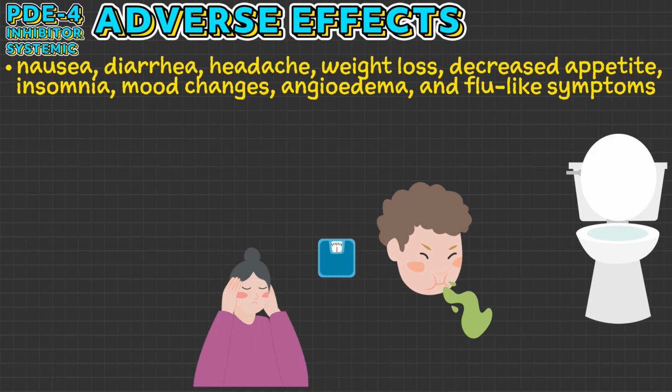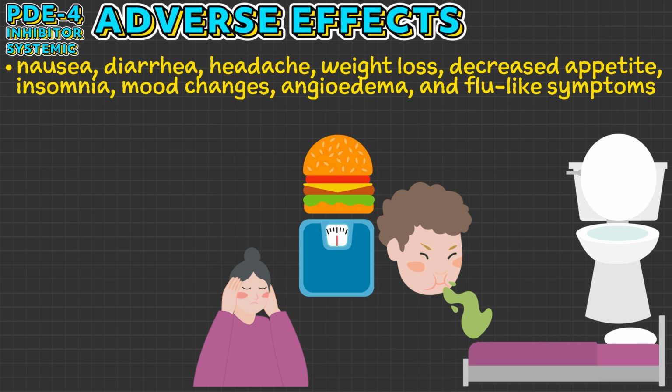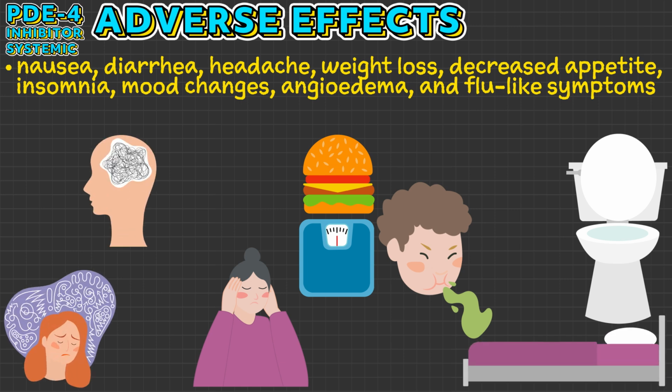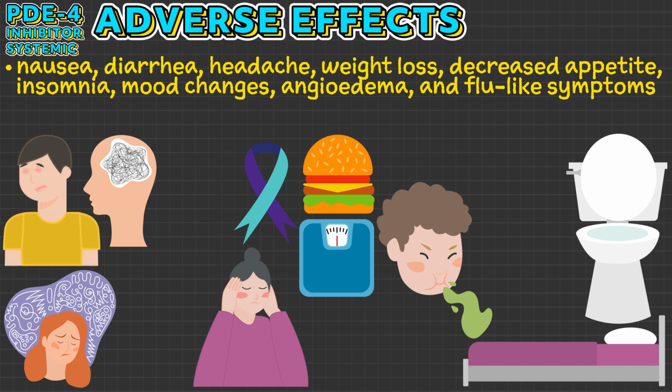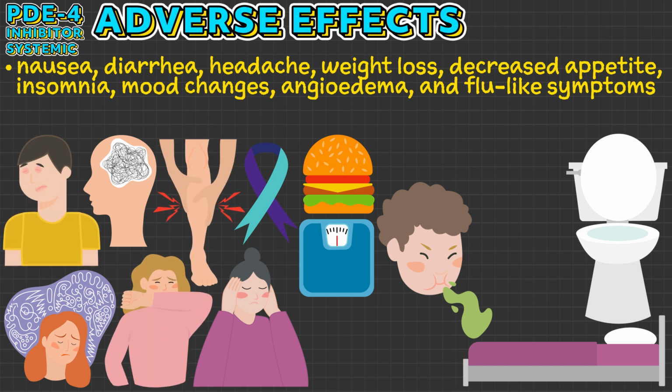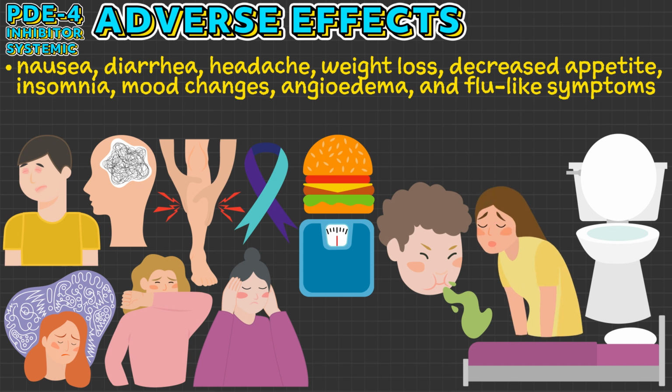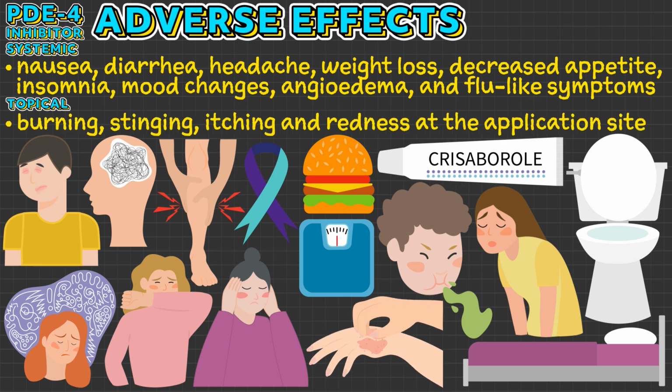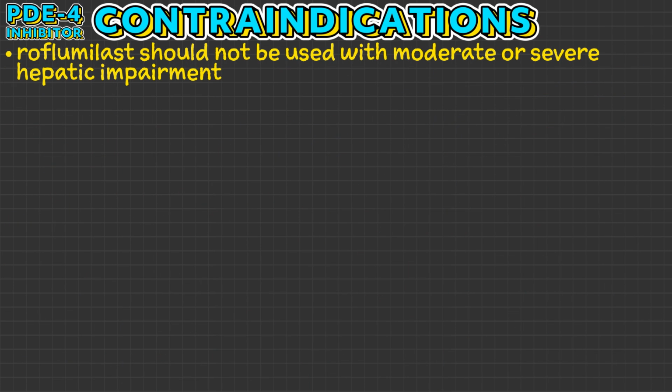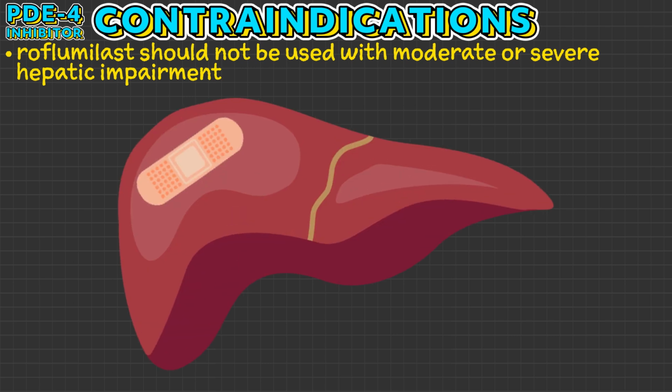Adverse effects of systemic PDE4 inhibitors can include nausea, diarrhea, headaches, weight loss, decreased appetite, insomnia, mood changes, such as depression and suicidal ideation, angioedema, and flu-like symptoms, such as muscle aches and general malaise, or a general feeling of unwellness. Adverse effects of topical PDE4 inhibitors, such as Crisaborole, can include burning, stinging, itching, and redness at the application site. Roflumilast should not be used with moderate or severe hepatic impairment, as the liver metabolizes it.